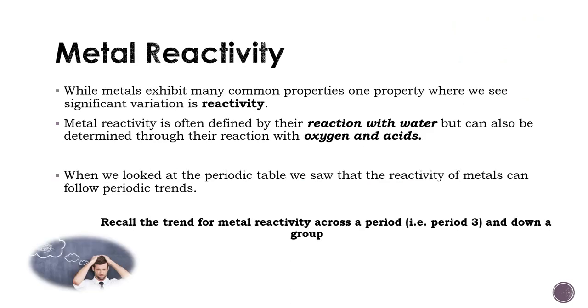So looking at metal reactivity specifically, metals we know exhibit many common properties. And remember this from bonding. They're lustrous, they're ductile. Okay, they have a metallic lattice with a delocalized sea of electrons. One of the properties that we weren't able to explain using the metallic bonding model is the variation we see in metal reactivity. Okay, this idea that some metals don't react with oxygen or water in the air very quickly, while others seem to have quite explosive reactions like cesium.